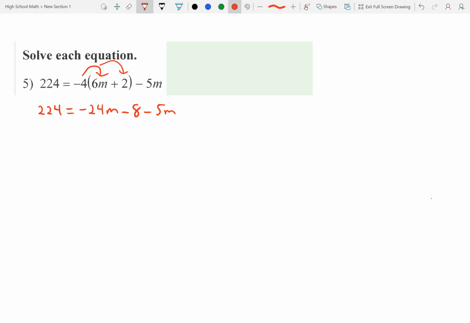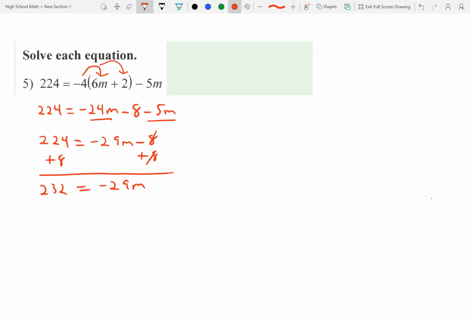Now on the right hand side we can combine the like terms, minus 24m and minus 5m. We'll have 224 equals minus 24, and minus 5 will be a minus 29m. Minus 8. Well, we want to get this variable m by itself, so we should use inverse operations to eliminate our minus 8. We'll add 8 to both sides. Minus 8 plus 8 goes to 0, leaving minus 29m. 224 and 8 is a 232.